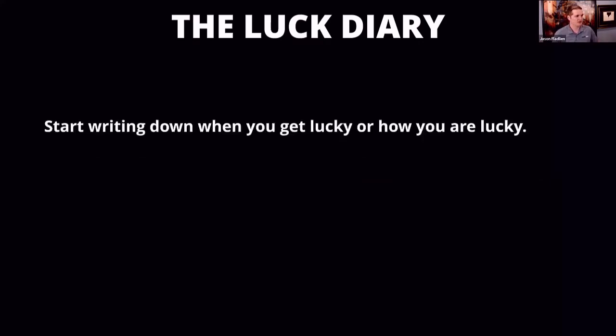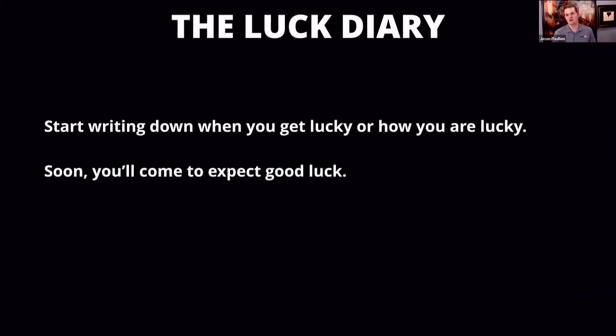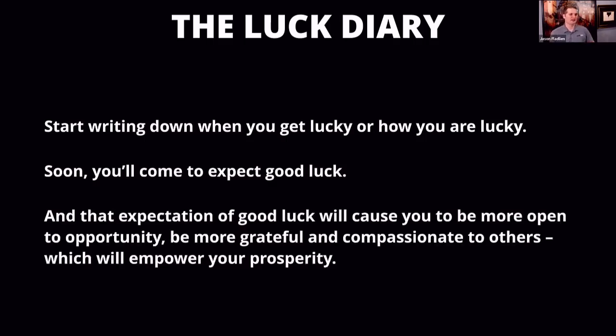Create a luck diary. Start writing down when you get lucky and start writing down how lucky you are. And soon you'll come to expect good luck. And that expectation of good luck will cause you to be more open to opportunity, will cause you to be more grateful, more compassionate to others. It will empower your prosperity.